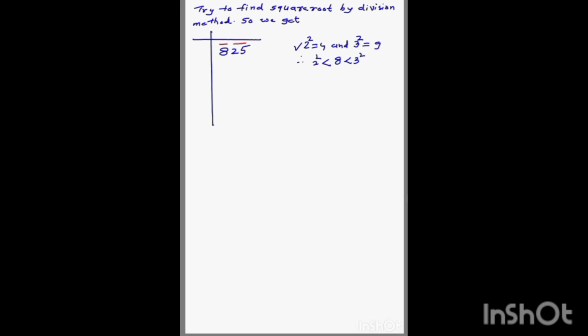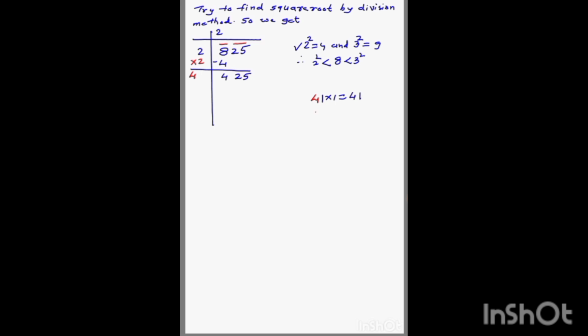See, this is the second step of the method. Subtract 2 squared, 4, to get 4, and bring the whole block 25 down. Now another step: multiply this number by 2. It is 2 only, so 2 into 2 is 4. You have to multiply, and then see this, 41 into 1. This is a very important step.